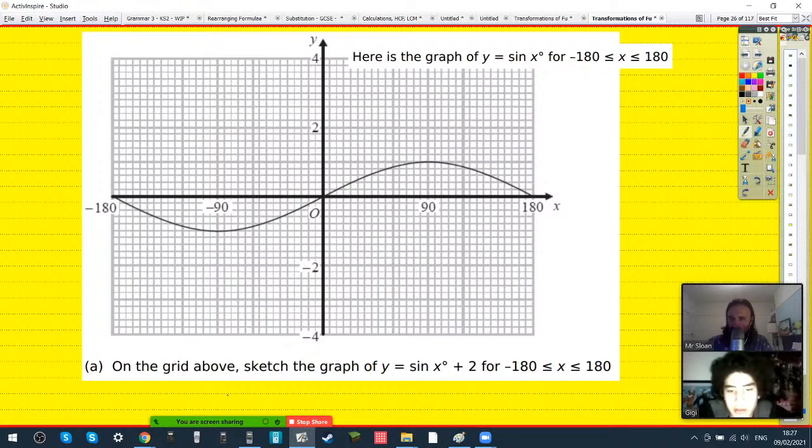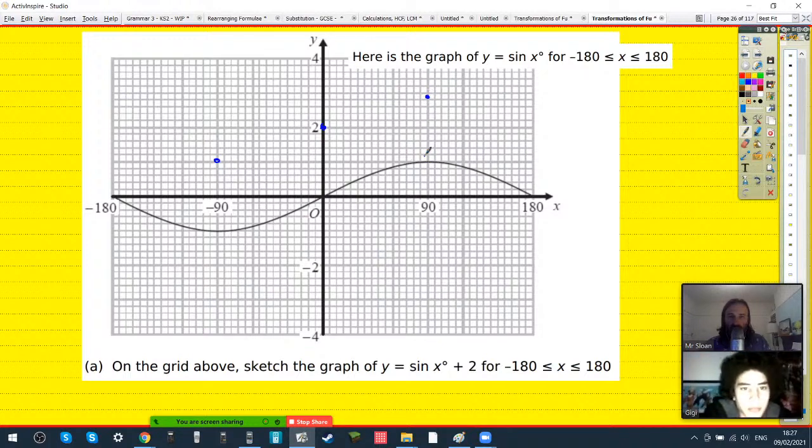So would it move up by 2? Correct. How would you do that? 0 would become 2. Yeah. The one at minus 90 would move up to 1, I think. Correct. The one at plus 90 would move up to 2.5. Oh no, it would move up to 3.5. Just 3. Oh, just 3.